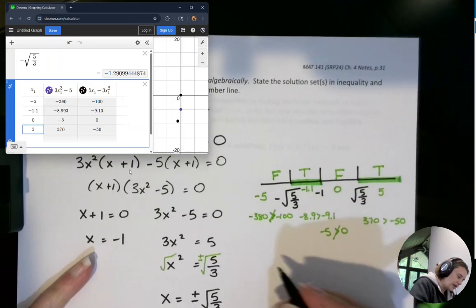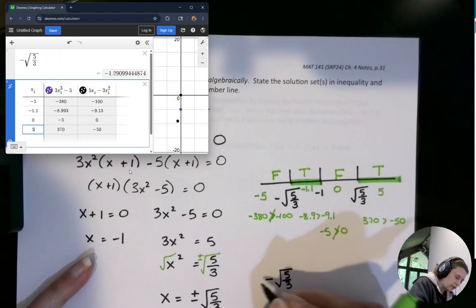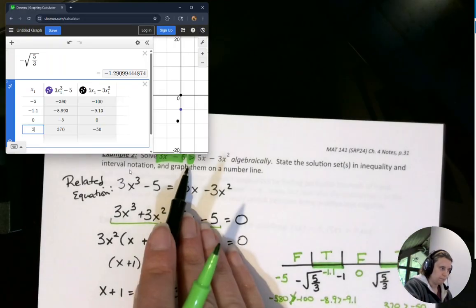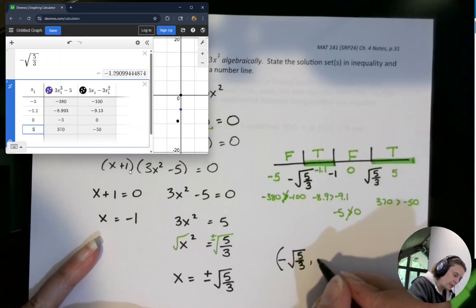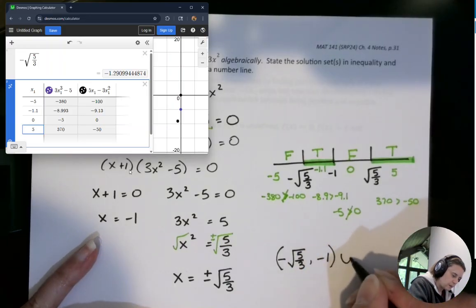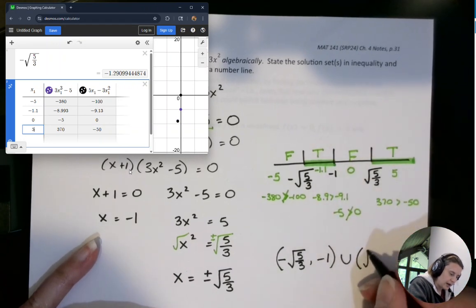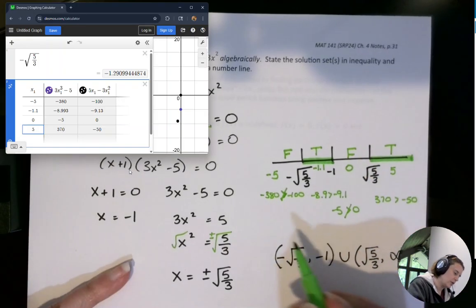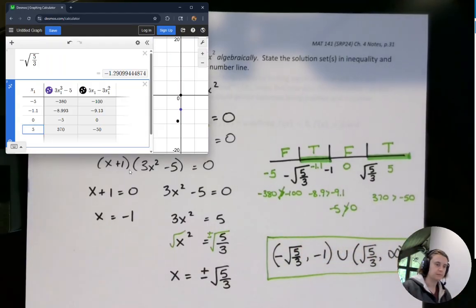So the solution is going to be from negative the square root of 5/3, not including, because there's not an equal bar in the inequality, so I don't use a bracket, I have to use a parenthesis, negative the square root of 5/3 up until -1, and then from, let's take a break here, from positive the square root of 5/3 up forever, up to infinity. So this is going to be our solution in interval notation.